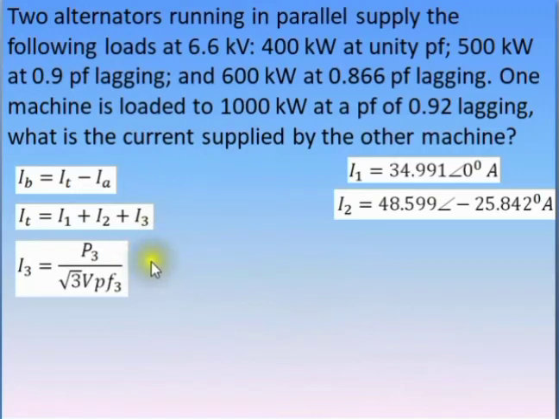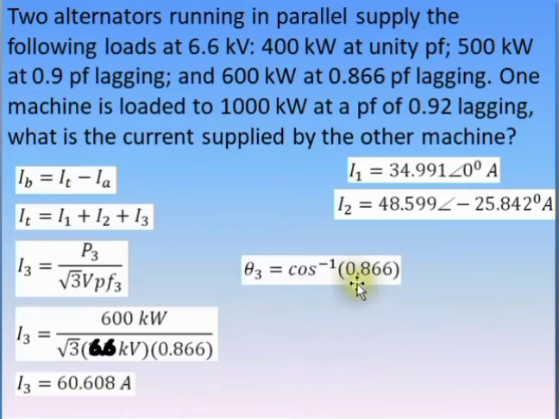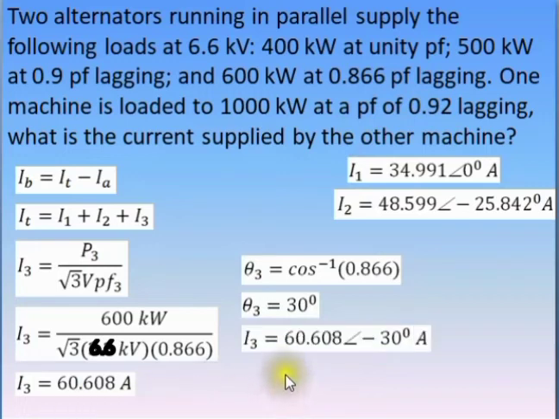Ngayon naman, I3 ang kunin natin. From this formula, substitute lang po natin 600 kilowatts divided by square root of 3, 6.6 kilovolts and 0.866. Therefore, we have 60.608 amperes. Ngayon naman kunin natin yung kanyang angle, the inverse cosine of 0.866 power factor, that is 30 degrees. Combine natin ito dito sa I3, we have 60.608 angle negative 30 degrees amperes.